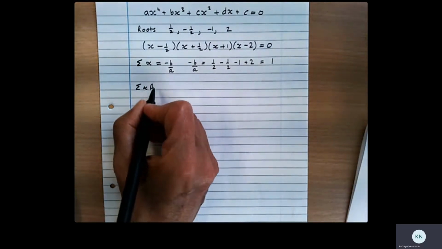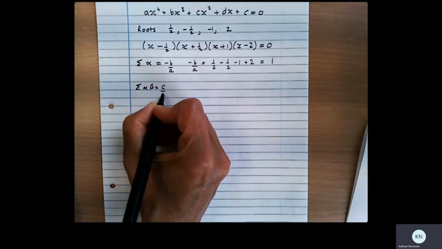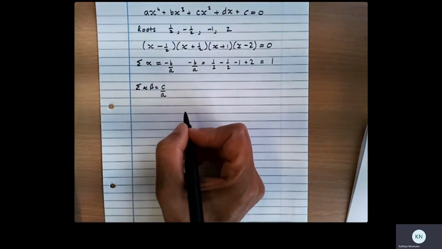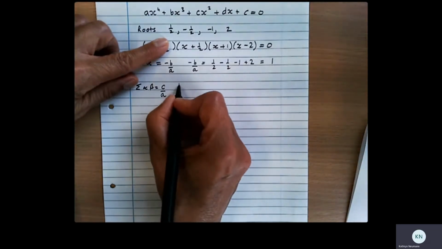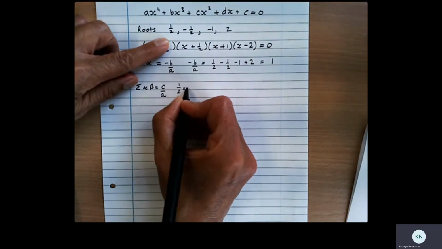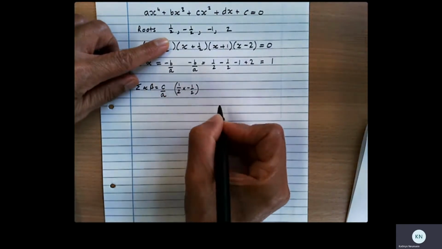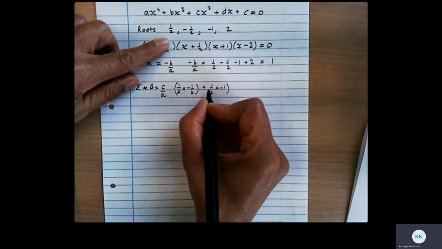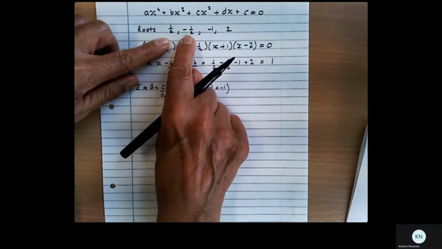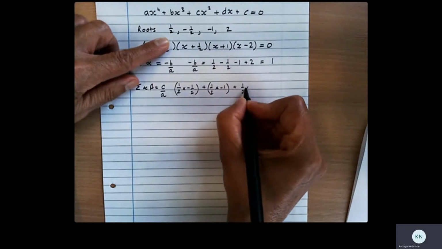Now, this is where we have to start concentrating. The roots taken in pairs is equal to c over a. So what we need to do now is work out a half multiplied by minus a half. So that's the first pair. We're then going to do a half multiplied by minus 1. So I'm doing a half times this one, a half times minus 1, plus a half times 2.